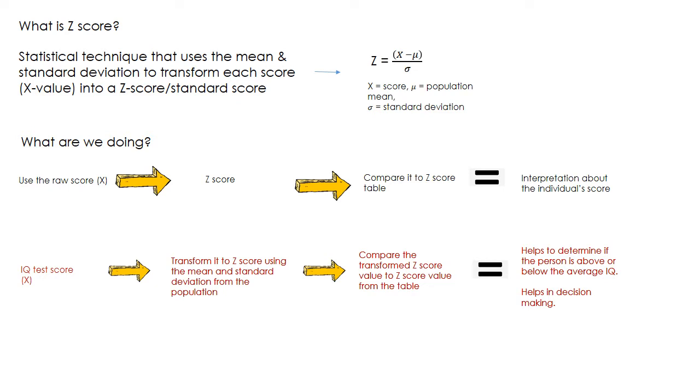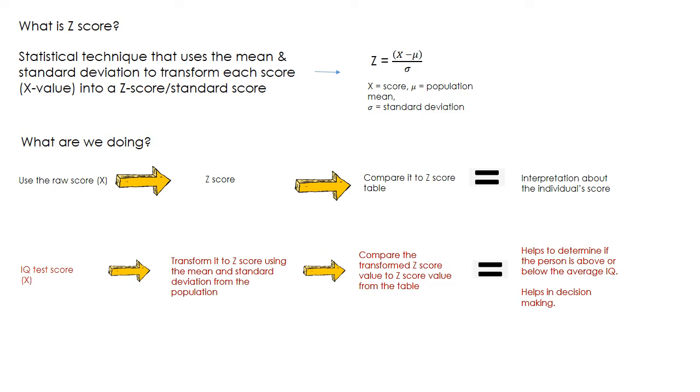Let's say that we have sat for an IQ test. Once you sit for a test, you get a score, a value. So what does this value actually mean? If we get an IQ score of 150, what does it mean? Is it good? Is it bad? What we need to do is transform this value into a z-score, using the mean and standard deviation of a specific population.